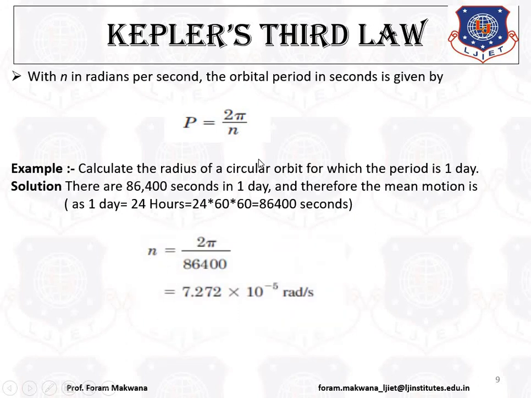So this is the value of period. If we want to calculate the value of n, it is calculated with the help of this equation. n is equal to 2 pi upon P. The value of P is 86,400. So we will get n is equal to 7.272 into 10 raised to minus 5 radian per second.